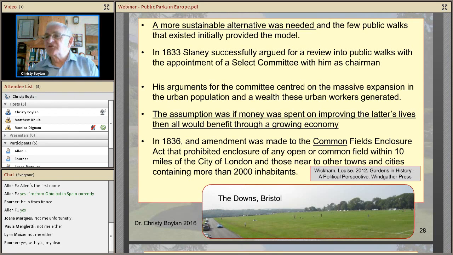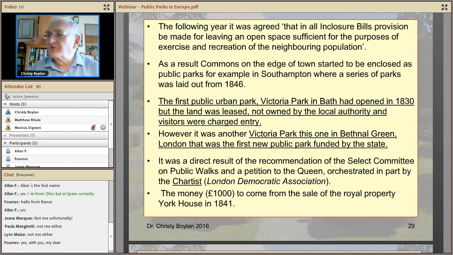And in 1833, Slaney argued for this review, which he set himself up as chairman of, the Select Committee, which I've already mentioned. His arguments for the committee centred on the massive expansion in the urban population and the wealth that these urban workers would generate. And the assumption was if money was spent on improving their lives, then all would benefit from a growing economy.